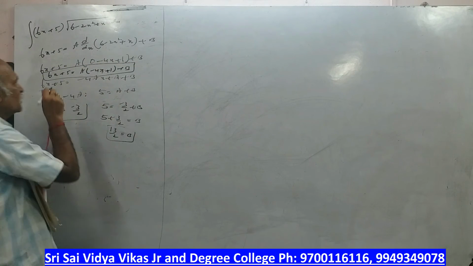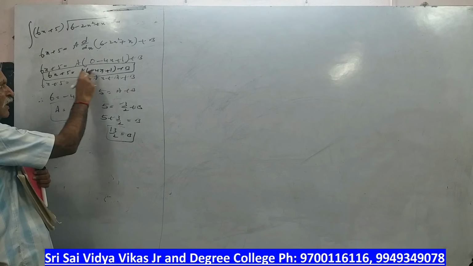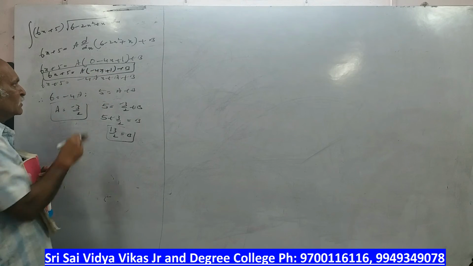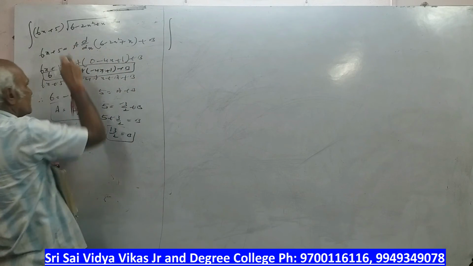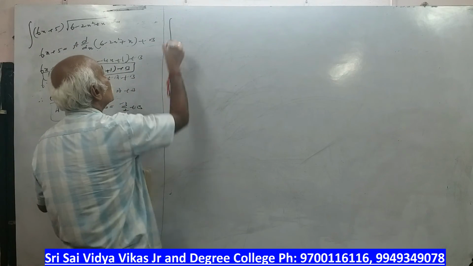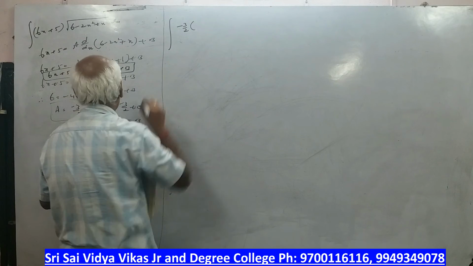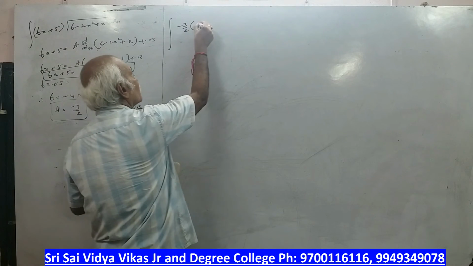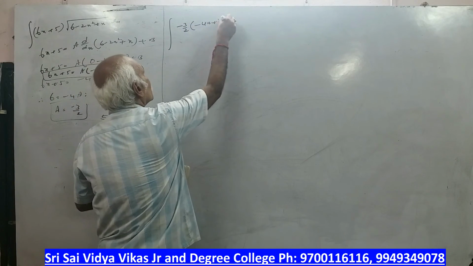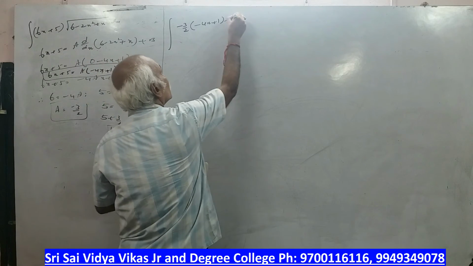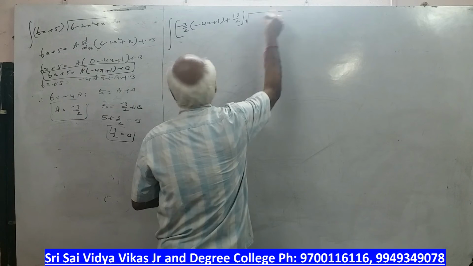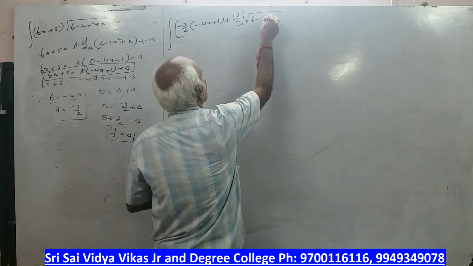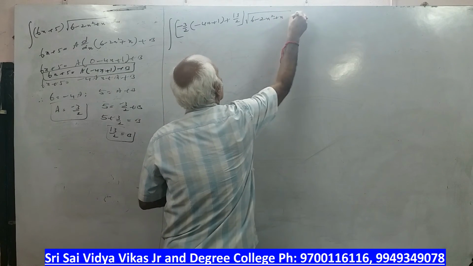Okay, I am taking this. So 6x plus 5 is replaced by a into minus 4x plus 1 plus b. So a value, b value we got. So integration of 6x plus 5 is replaced by a. What is a value? Minus 3 by 2 into minus 4x plus 1 plus what is the b value we got? 13 by 2. Put a square bracket and root is there. What is the root? 6x minus 2x square plus x dx.